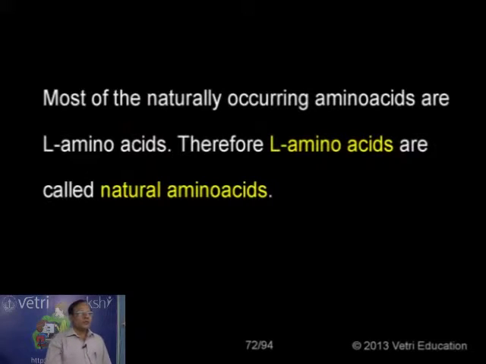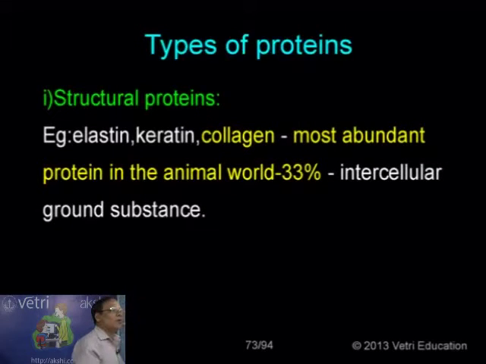Now, most of the naturally occurring amino acids are L amino acids. So the L amino acids are considered naturally occurring amino acids. You can say either way. So most of the naturally occurring amino acids are L amino acids based on their isomerism, and therefore L amino acids are considered the natural amino acids. You can remember this also: all naturally occurring amino acids are L amino acids.